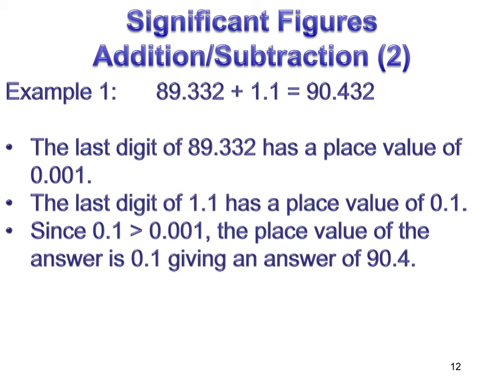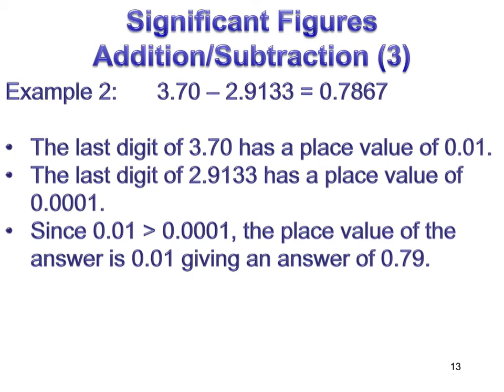The first number has place value that is 3 decimal places over. The second number has place value that is 1 decimal place over. Therefore, we cut this off at 1 decimal place, because the amount of error in 1.1 is much greater than the error in 89.332.